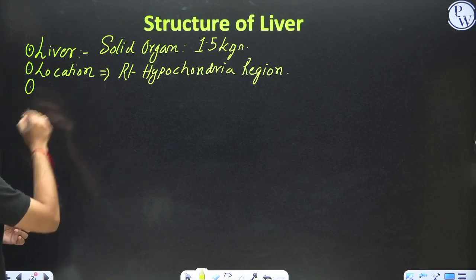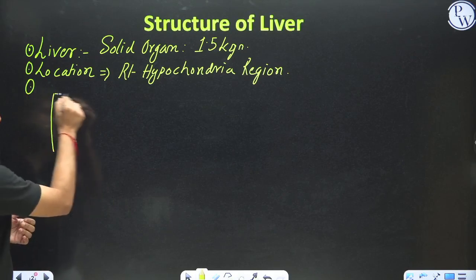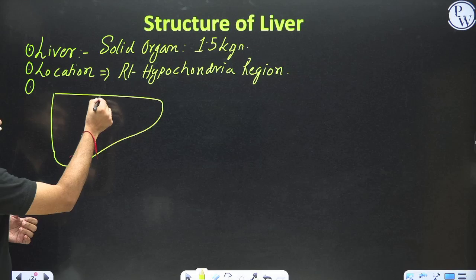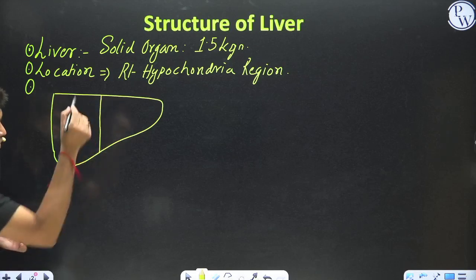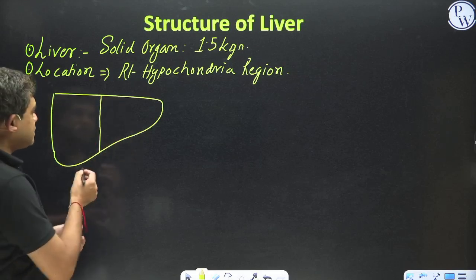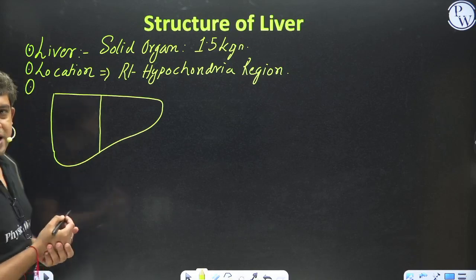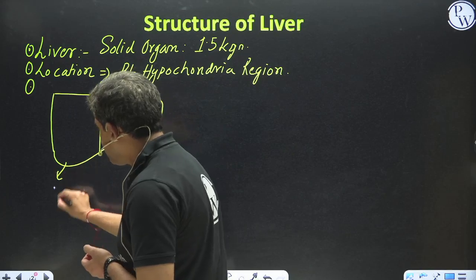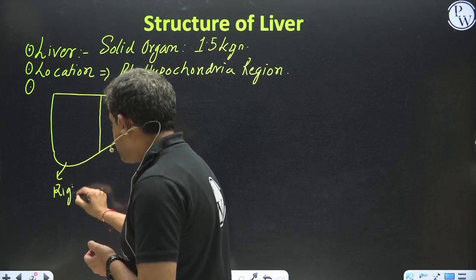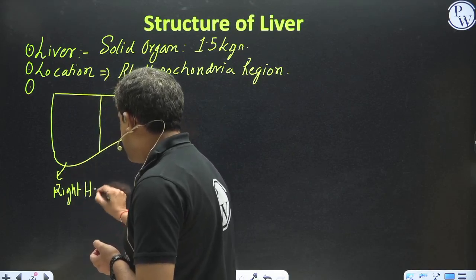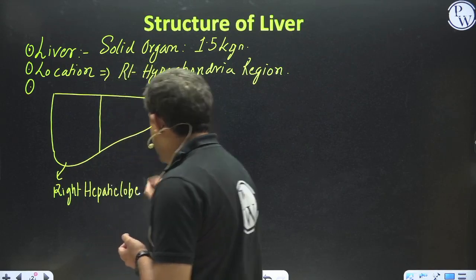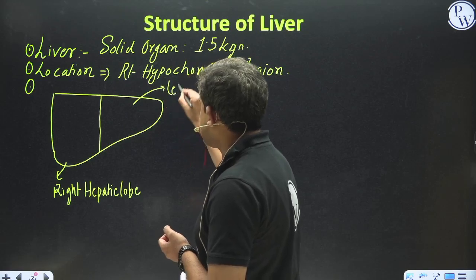So how does it look? It looks like this. This is the liver. It is composed of two lobes. One is called the right hepatic lobe and the other is called the left hepatic lobe. This is the right hepatic lobe, and this is the left hepatic lobe.